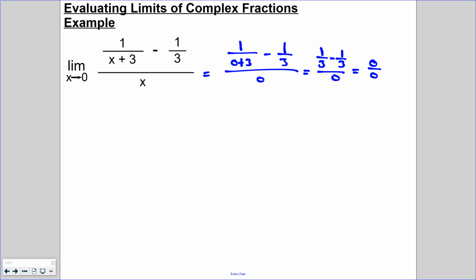Now, when we get 0 over 0, we know that we need to factor something out and cancel. But the problem here is that the way this expression is currently written, it's not very evident what we can even factor out, let alone cancel. So we need to rewrite this in a simplified form, which means we need to get rid of the complex fractions in this fraction. Now, there are a number of different ways that you could do this, so if you know a better way or would like to do this differently, please feel free to go ahead.